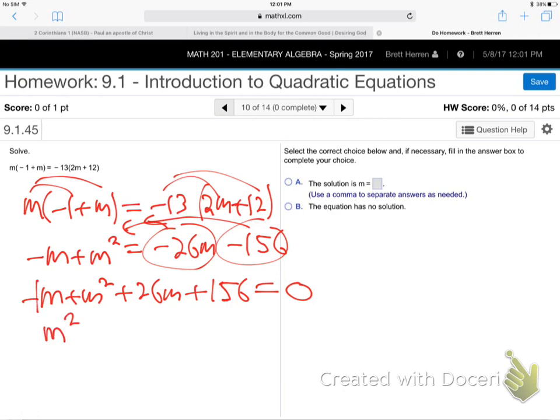So it's minus 1m and plus 26m is plus 25m. Good so far?